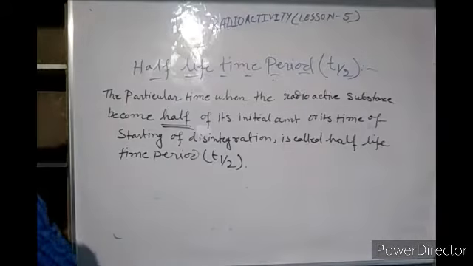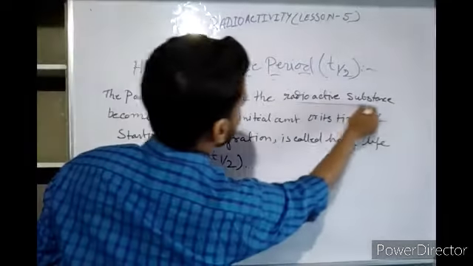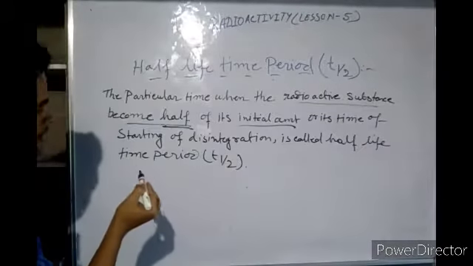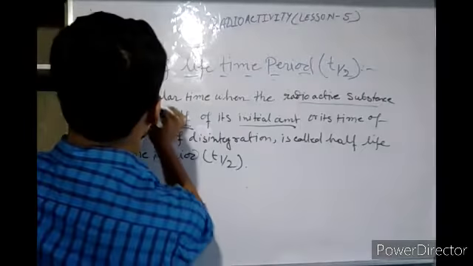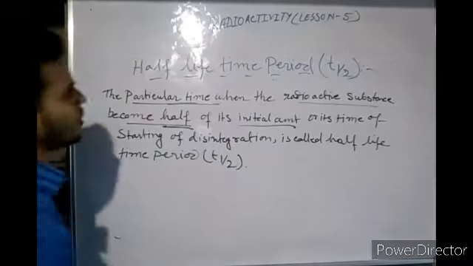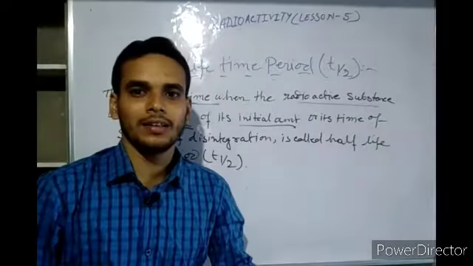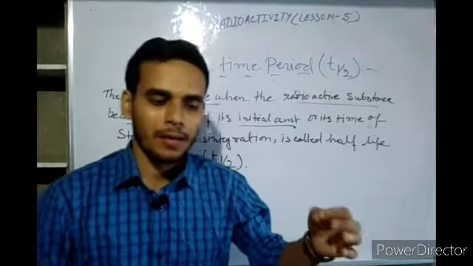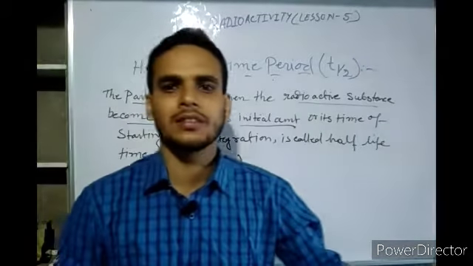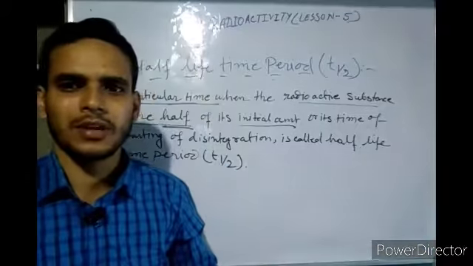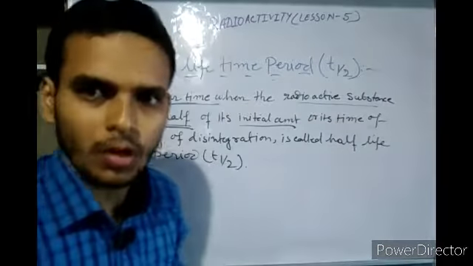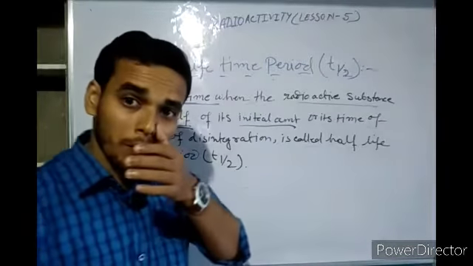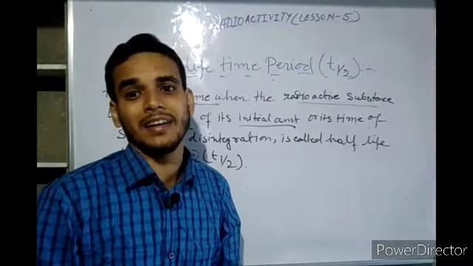What is half-life period? When a radioactive substance after starting disintegration becomes half of its initial amount, that particular time is called the half-life period of the radioactive substance. But the half-life period is not equal for all radioactive substances. Some radioactive substances have a high half-life period, and some have a low or very low one. The radium half-life period is 1590 years.